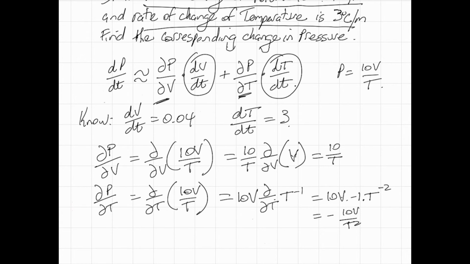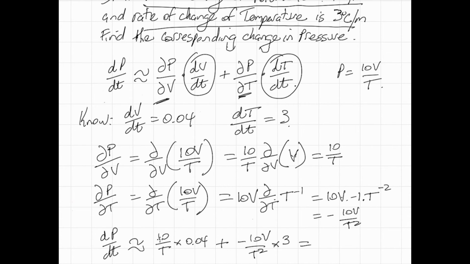Okay, now I think it's time to substitute into dP/dt, the rate of change of the pressure over time. We've got this: the partial derivative will be 10 over T. What is dV/dt? dV/dt is 0.04, so times 0.04, plus the partial with respect to temperature, which was equal to negative 10V over T squared. And what is dT/dt equal to? The change of temperature over time is equal to 3. That's times 3.